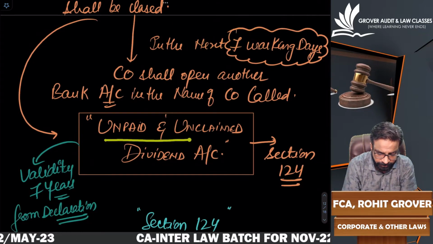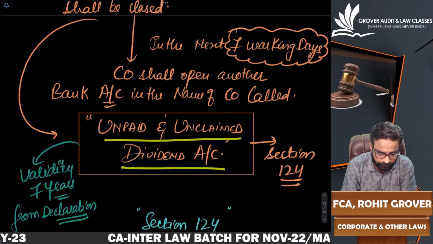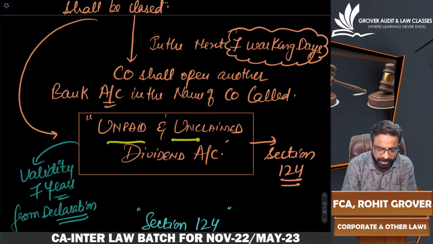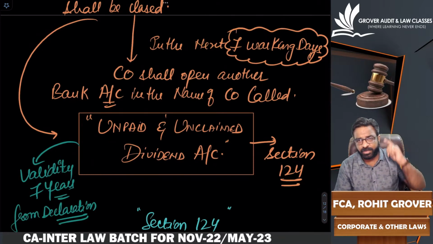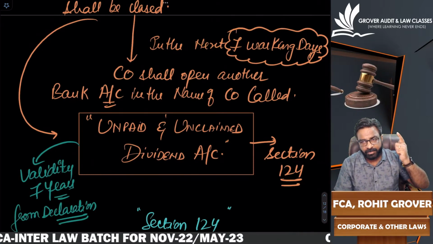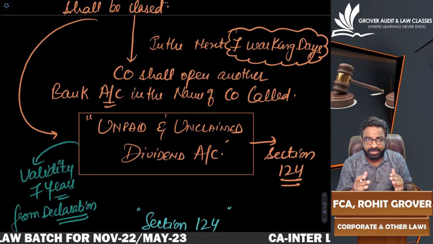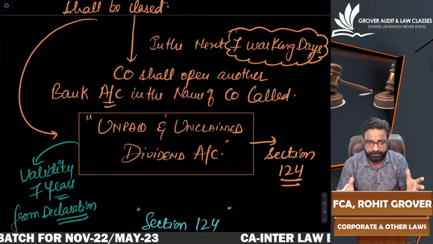Read this point. Unpaid and unclaimed dividend account. What is the new bank account we opened? Unpaid, unclaimed dividend account. So what is the first account we opened? Dividend account. That was valid for how many days? 30 days. And during that 30 days, some of the dividend was unpaid and unclaimed.